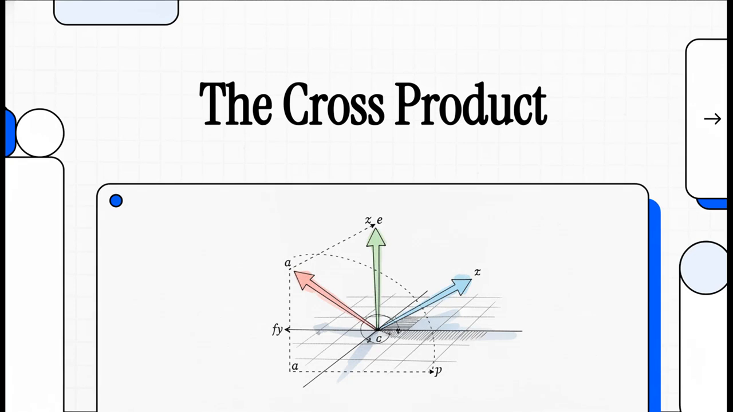Hey everyone, and welcome. Today, we're jumping into a super powerful tool from multivariable calculus, the cross product. So picture this. You've got two vectors hanging out in space, and you absolutely need to find a third one that's perfectly perpendicular to both of them. How in the world do you do that? Well, you're in luck, because that's exactly what the cross product was born to do.